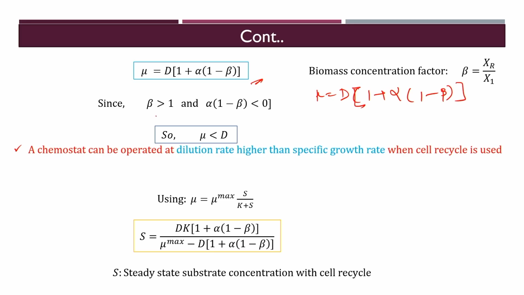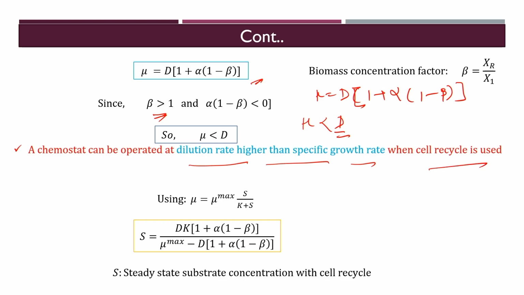So, what it says, typically the value of beta is greater than 1. So, this value of alpha(1 - beta) will be less than 1. So, it says mu will be lesser than D. So, it says the chemostat can be operated at a dilution rate higher than that of the specific growth rate when cell recycle is used.